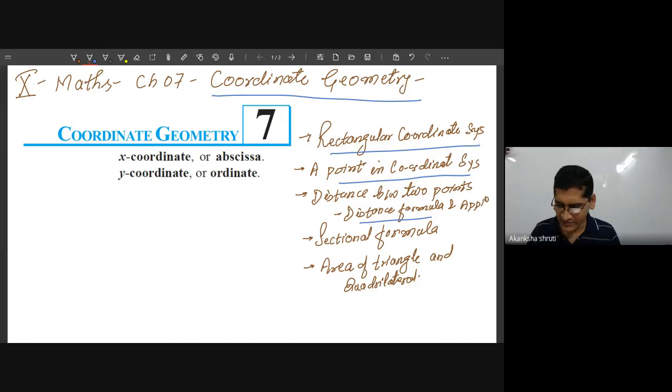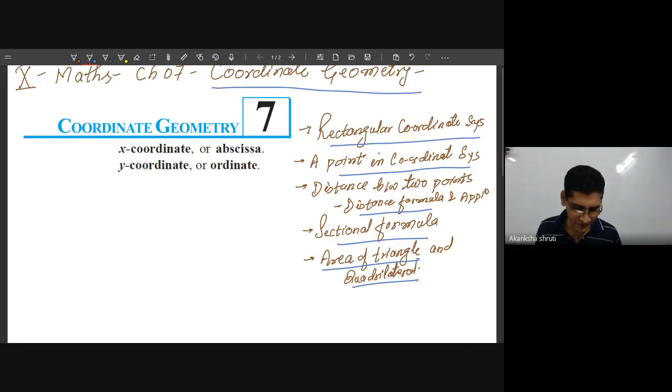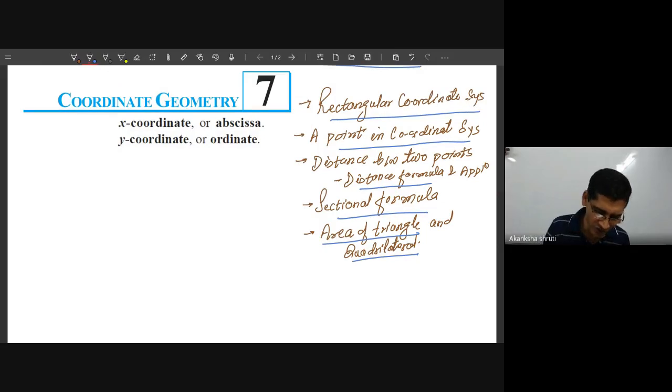Then next one is our section formula, then area of triangle and quadrilateral. This thing we will learn. Students, why is it called coordinate geometry? So let us just start with that one. Though we have already learned this in class 9th, within a few minutes let us recap all those concepts. Okay, students, so what is this coordinate geometry?